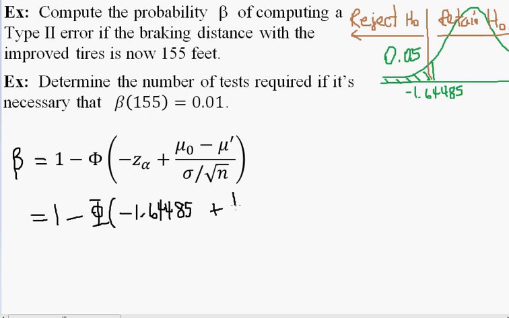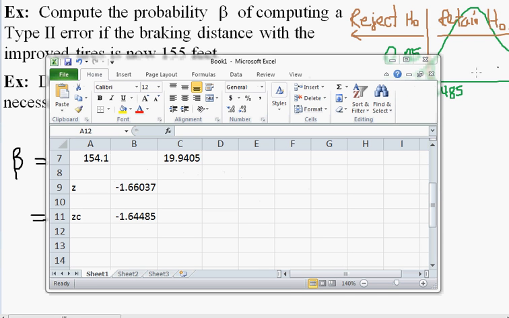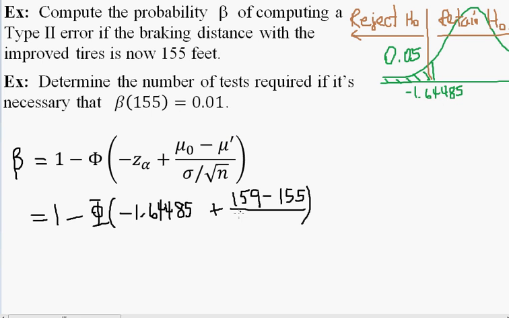plus mu naught, that was the old average of 159, minus mu prime, that is our hypothesized new mean of 155, divided by sigma over the square root of n. We recall that we figured out that the standard deviation was 19.9405. And that, of course, is the sample standard deviation, not the population standard deviation, but that is our best guess, divided by the square root of n, which is the square root of 45.